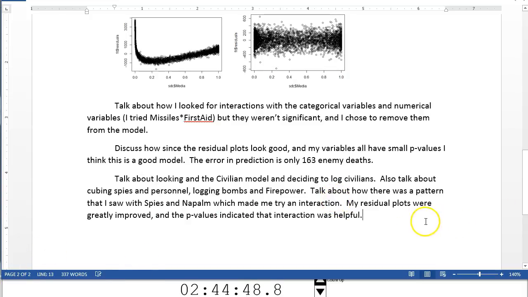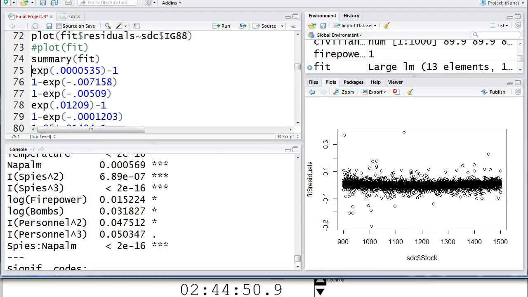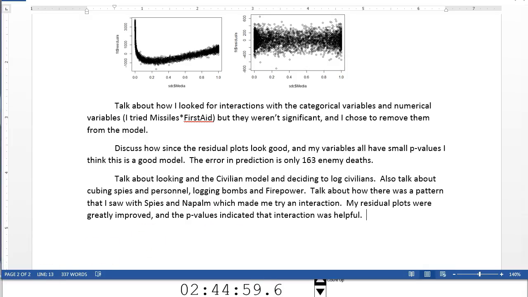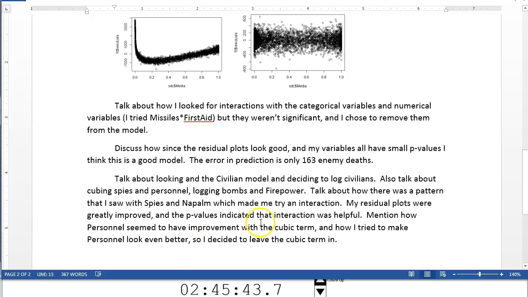Now, in case you've forgotten, my civilian model had a p-value that was over 0.05. And claiming that I used 0.05 and then breaking that rule, that's kind of important. So I'm going to mention what my thoughts were on that. And in that case, I really thought the cubic term was going to help, and the residuals seemed to look better. I mean, obviously it wasn't enough for the p-value to say it was significant, but I decided to leave the cubic term in.